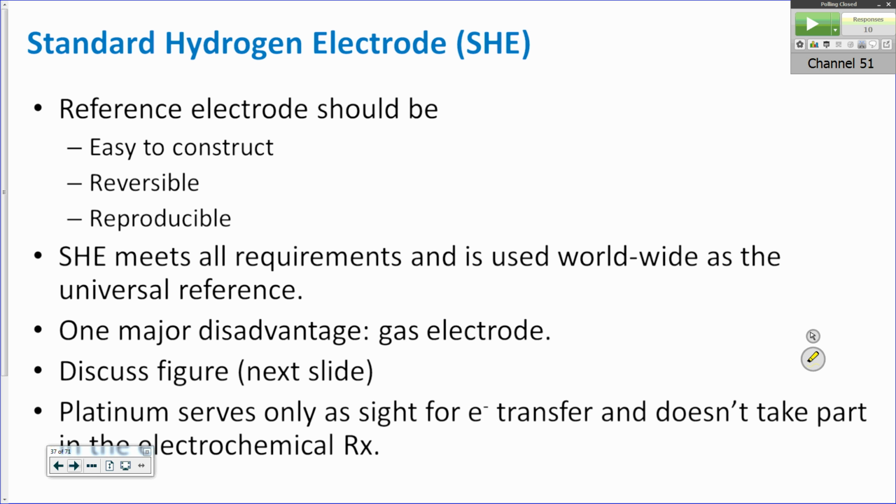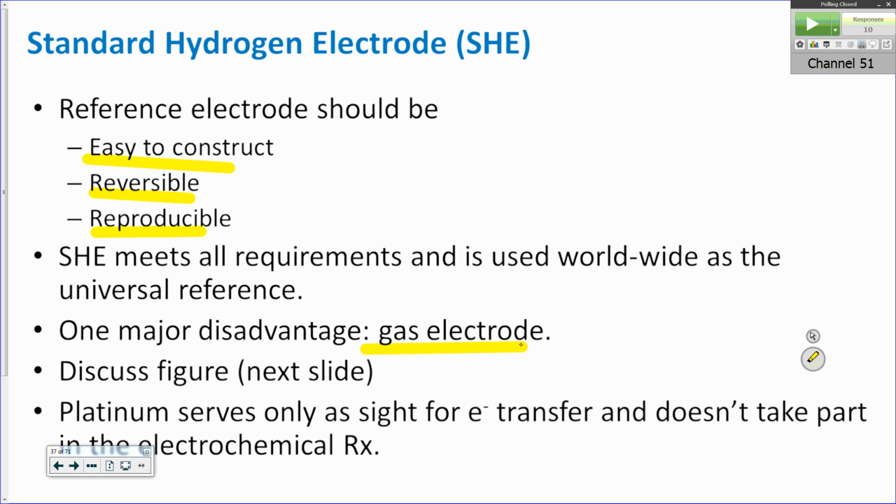If we want to make a reference electrode, a reference electrode is going to be something that has a known potential, and we're going to use that to compare everything else to. We want something that's easy to construct. We want it to work both ways, as either a cathode or the anode. And I'd like for anybody to be able to make it and get the same results. Okay, so reproducible. And the SHE is easy to create and meets those requirements, and it's a worldwide reference standard that we use.